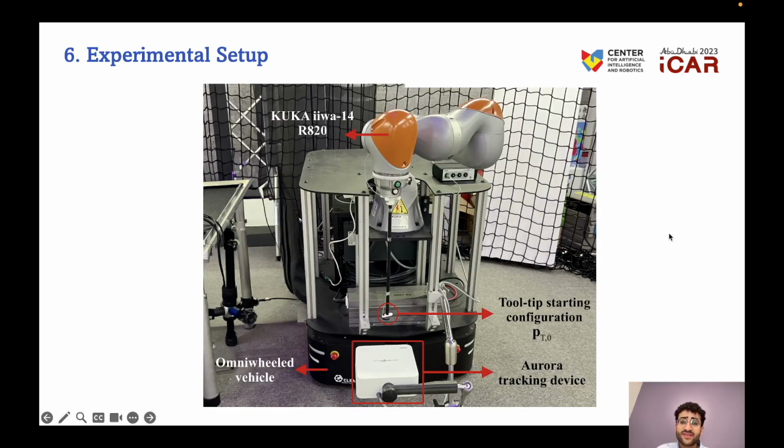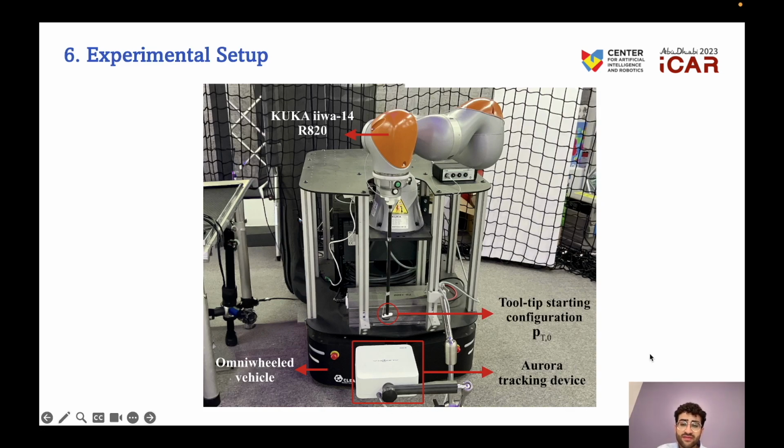So as you can see here, this is a labeled image of our experimental setup. This is the ICAR'23 R820, which has 7 joints. And as you can see, on its end effector, we've attached a tool, and down below it you can see the Aurora tracking device.